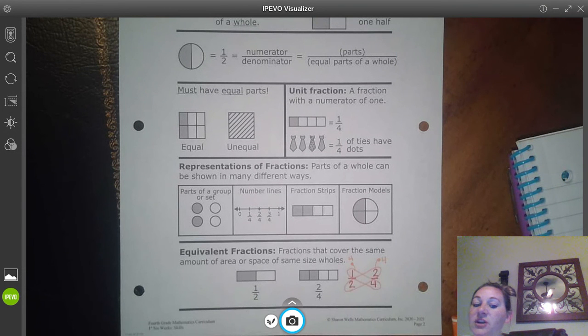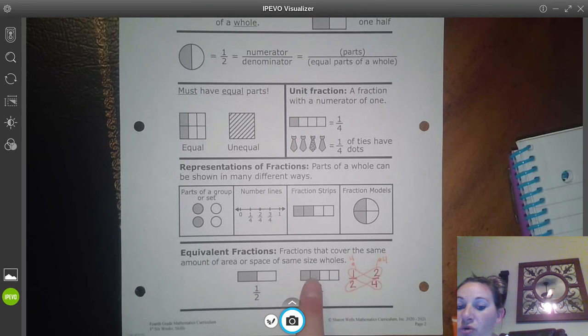Equivalent fractions. I know for sure you guys touched this last year, okay? So equivalent fractions are fractions that cover the same amount of area or space of same size wholes. For example, here's 1/2 shaded, but then here's 2 parts that are shaded, 2 parts that aren't shaded. So that also represents a half. Half of it's shaded, half of it's not. A half and 2/4 takes up the same space.